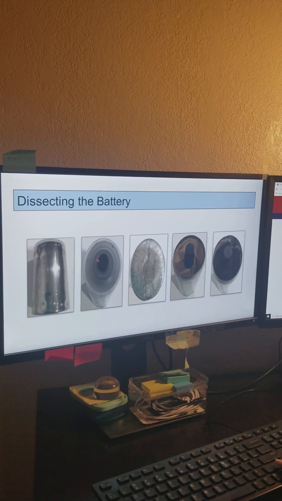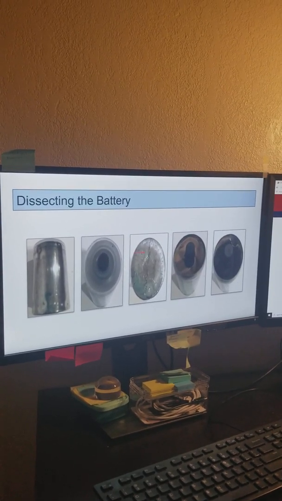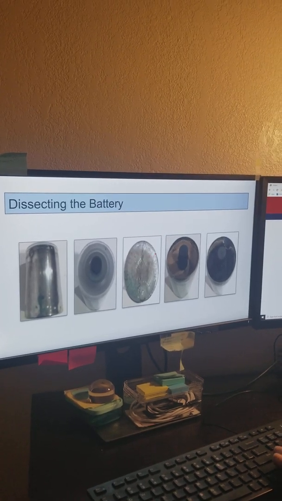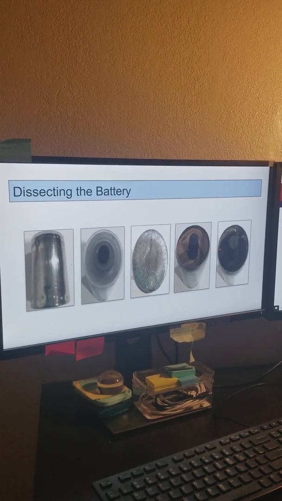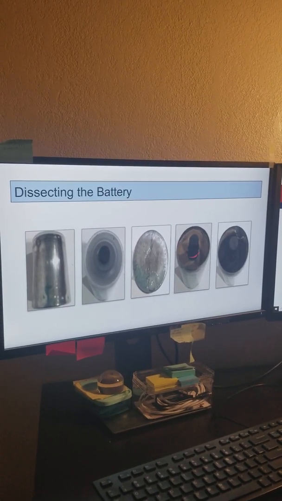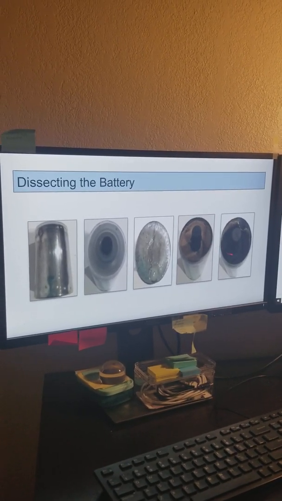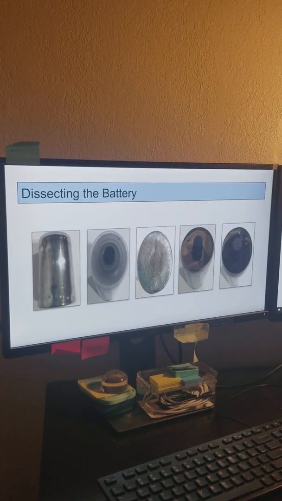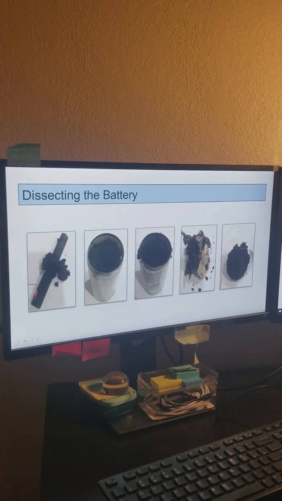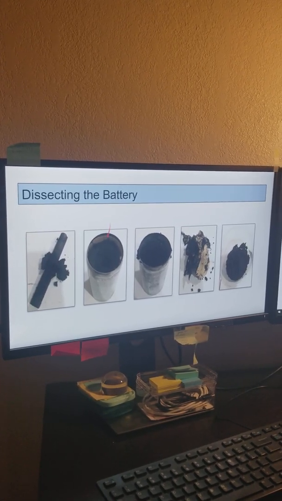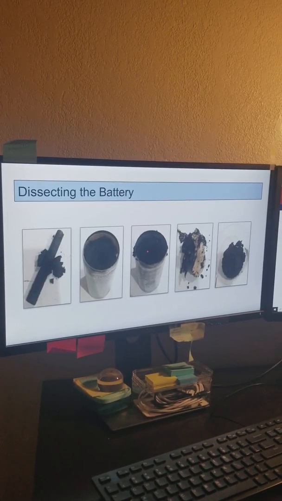Over here, the top right here is actually the carbon stick. Here's the bottom, and then there's the plastic removed. After that, you'd see this cardboard, and if you take that out, you would see the electrolyte mixture. If you take the stick out, this is what it looks like. And then there's the paste. After you take out the cardboard, here's what it looks like.